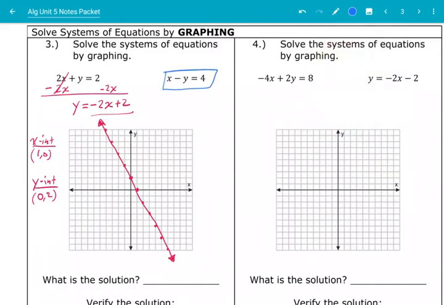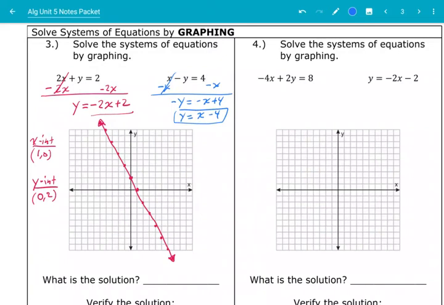Let's put this one in. Okay. Oh, that's pretty easy. Let's set this in slope-intercept form. So we're going to subtract x from both sides. Minus y equals minus x plus 4. And then we just change the signs of everything. There we go. y equals x minus 4.